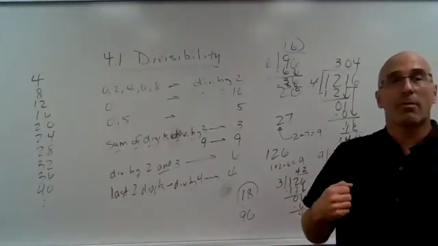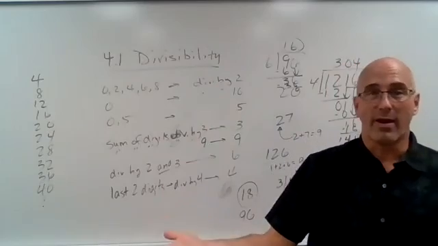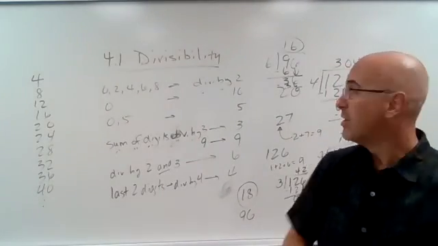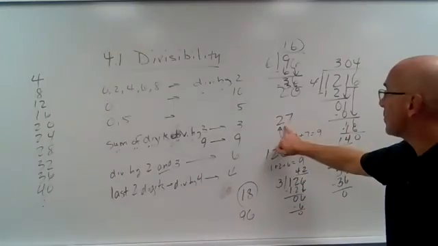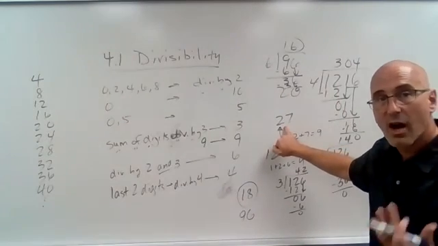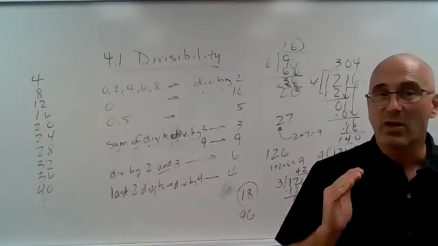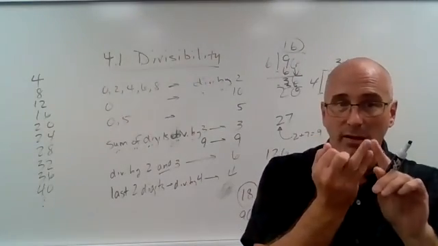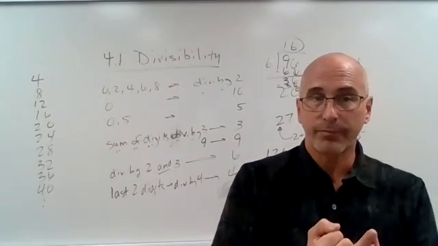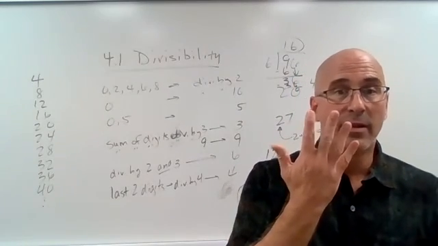So if a number is divisible by something other than 1 and itself, it's called a composite number. So a number such as 27 is composite because it has factors other than 1 and itself. If a number was only divisible by 1 and itself, if those were the only factors, it's called prime. Those numbers are such as the number 5.